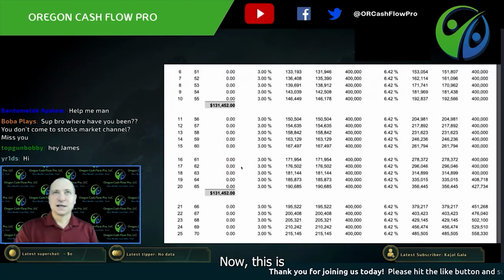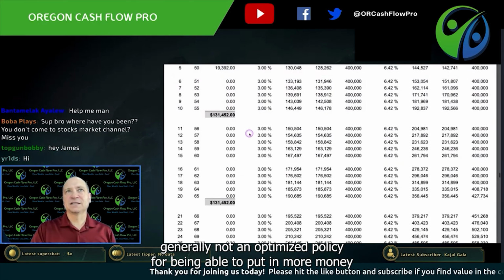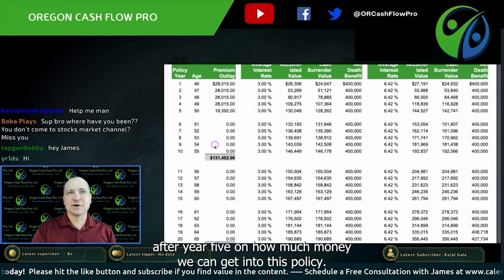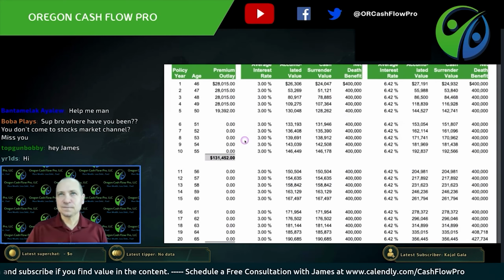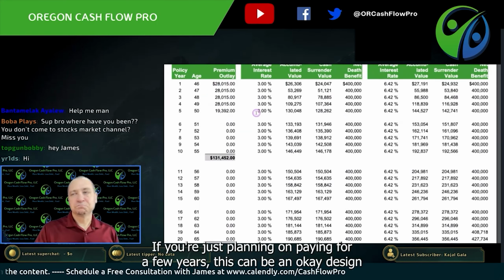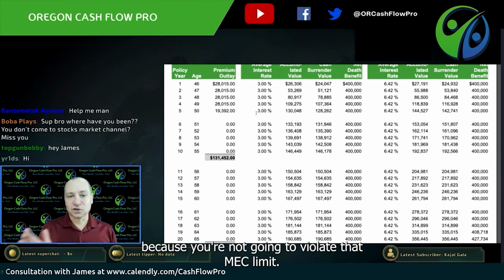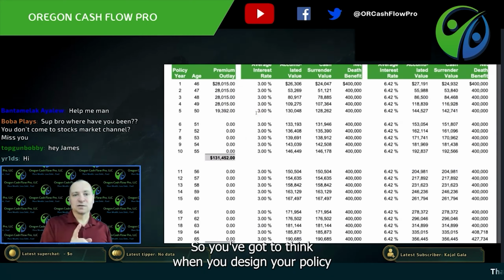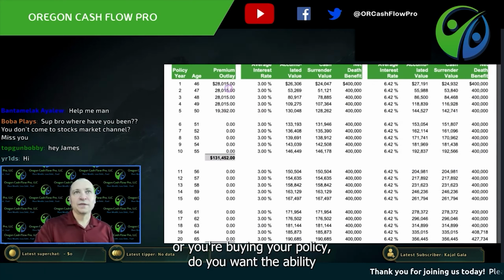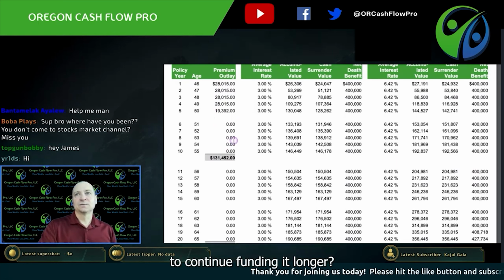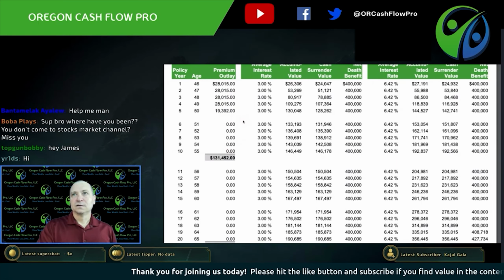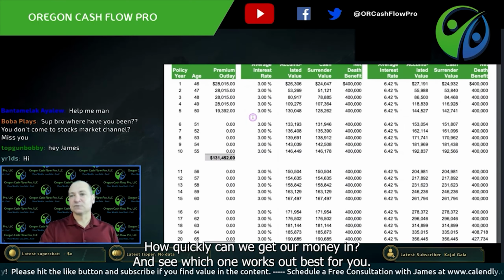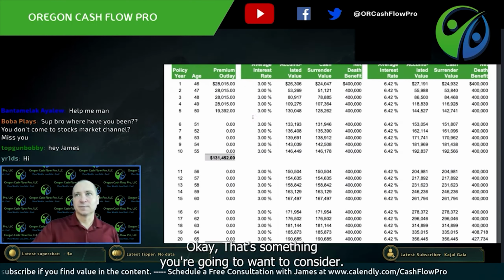Now, this is generally not an optimized policy for being able to put in more money because we're very limited after year 5 on how much money we can get into this policy. If you're just planning on paying for a few years, this can be an okay design because you're not going to violate that MEC limit. So you've got to think when you design your policy or you're buying your policy, do you want the ability to continue funding it longer? And then we're going to weigh the different designs and what do the costs look like? How quickly can we get our money in and see which one works out best for you? Okay. But that's something you're going to want to consider.